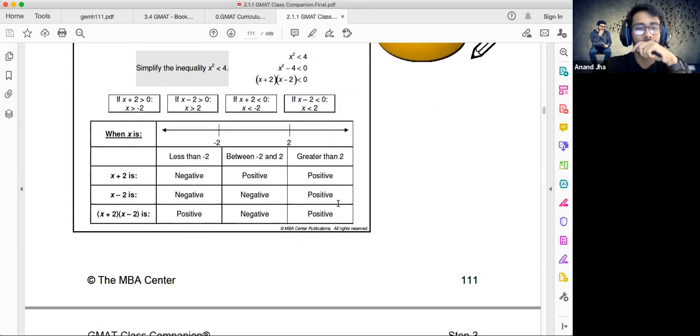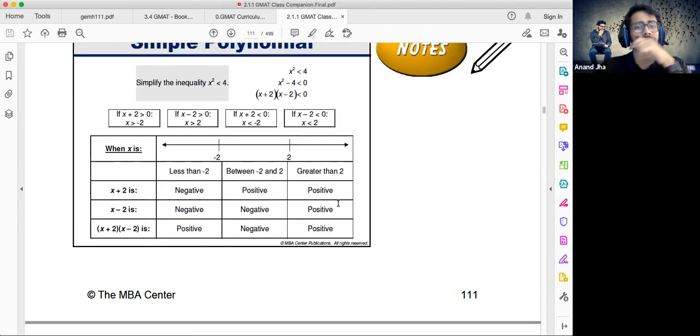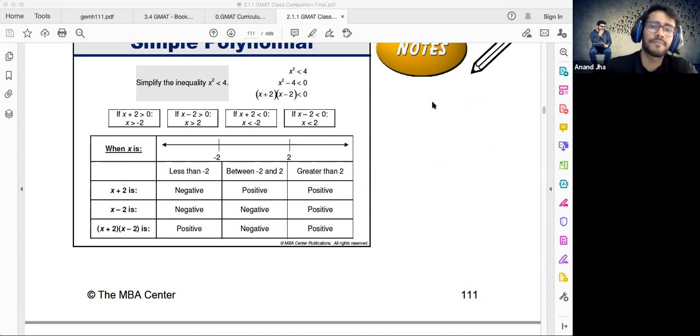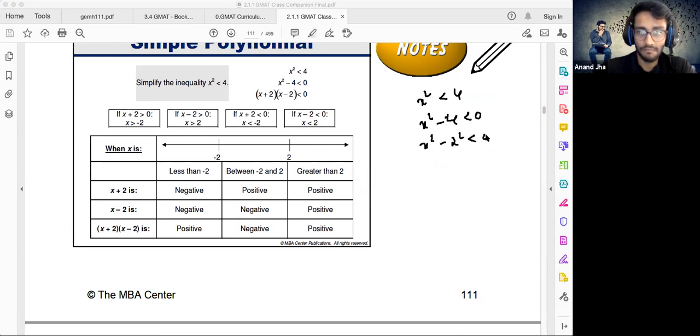Simple polynomial. I've told you already this, pretty obvious. Let's check this: x square less than 4. I'll take the other side. So this is a square minus b square. I know the formula of a square minus b square.